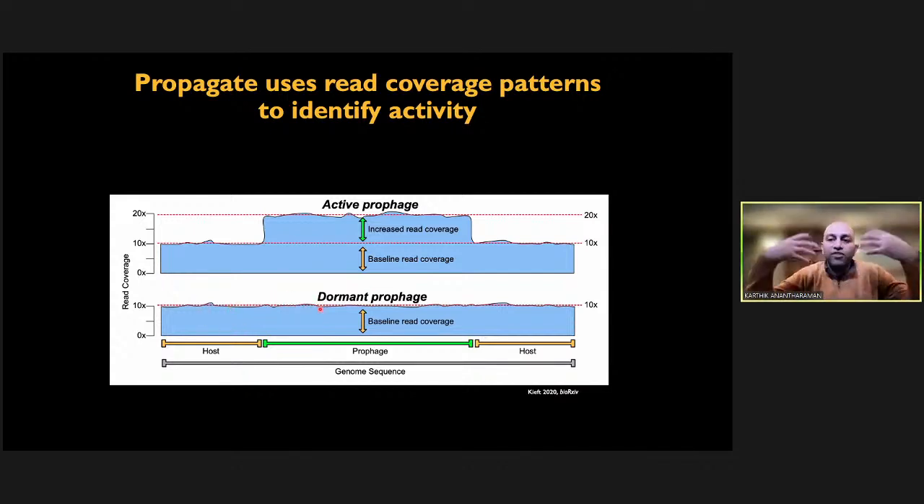But if the prophage were active, we saw there was about a 6:1 ratio I showed in the previous slide. So if you see something like that, then you will see something like this, where in the host the read coverage would be about a certain number. And when the prophage is active, you will see a much increased read coverage in the prophage region. This is how you know that the prophage is active.